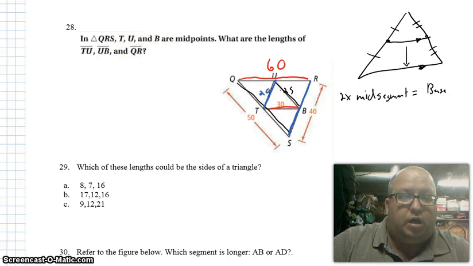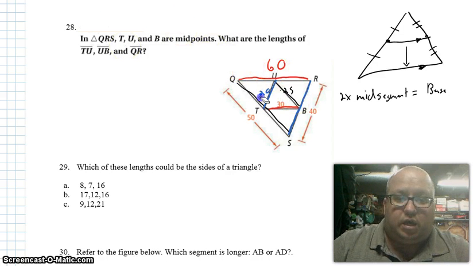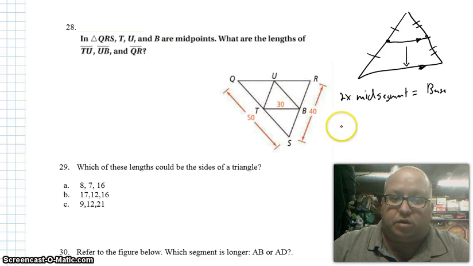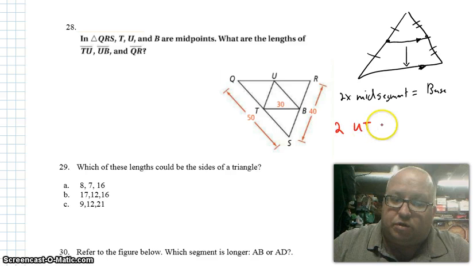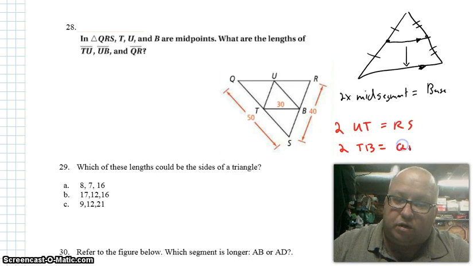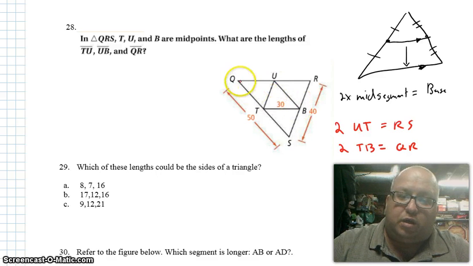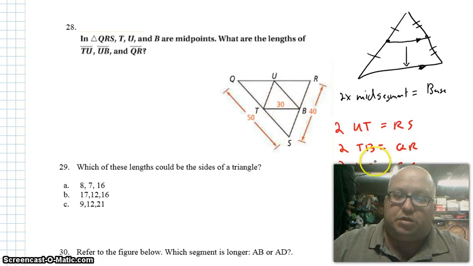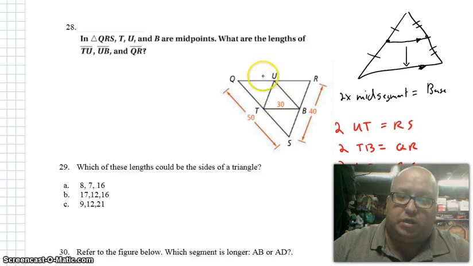Let's see. If you insist on having equations for that, I can hook you up with some here. And they'll look like this. UT goes with RS, so 2 times UT equals RS. TB goes with QR, so 2 times TB equals QR. And UB goes with QS, so 2 times UB equals QS. You can substitute in the pieces you know and solve those if you wish, but I find that most people can just see it on the drawing.